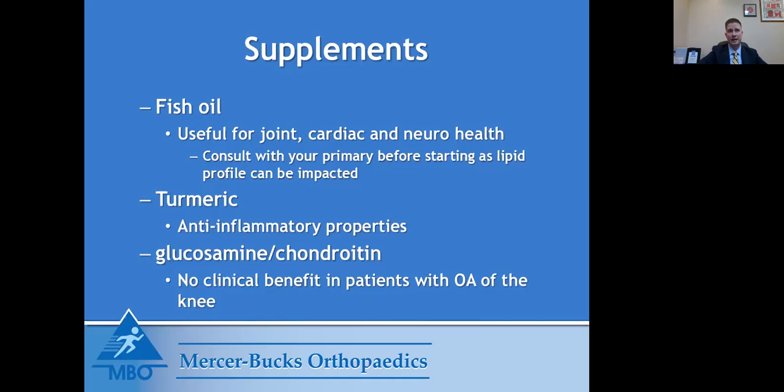Turmeric is a common food supplement that is thought to have some anti-inflammatory properties and generally can be safe and moderately effective in treating some of the more mild to moderate symptoms. Glucosamine chondroitin is a supplement that's been around for decades. Unfortunately, studies have not shown a lot of clinical benefit in either the prevention or progression of knee arthritis.